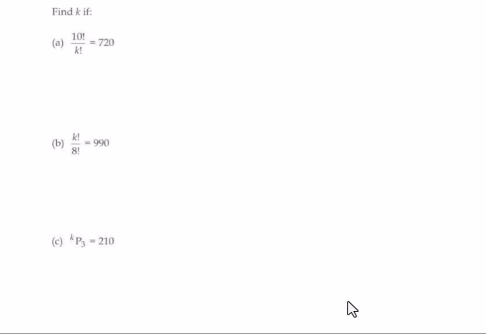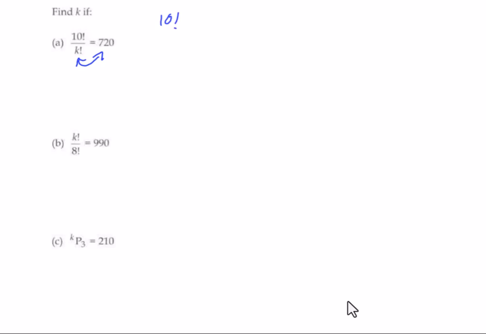For factorials based questions like this, I'd certainly recommend knowing a number of them off by heart, mainly 1 to 10. So that being 1, 2, 6, 24, 120, 720, 5,040, 40,320, 362,880, and 3,628,800.